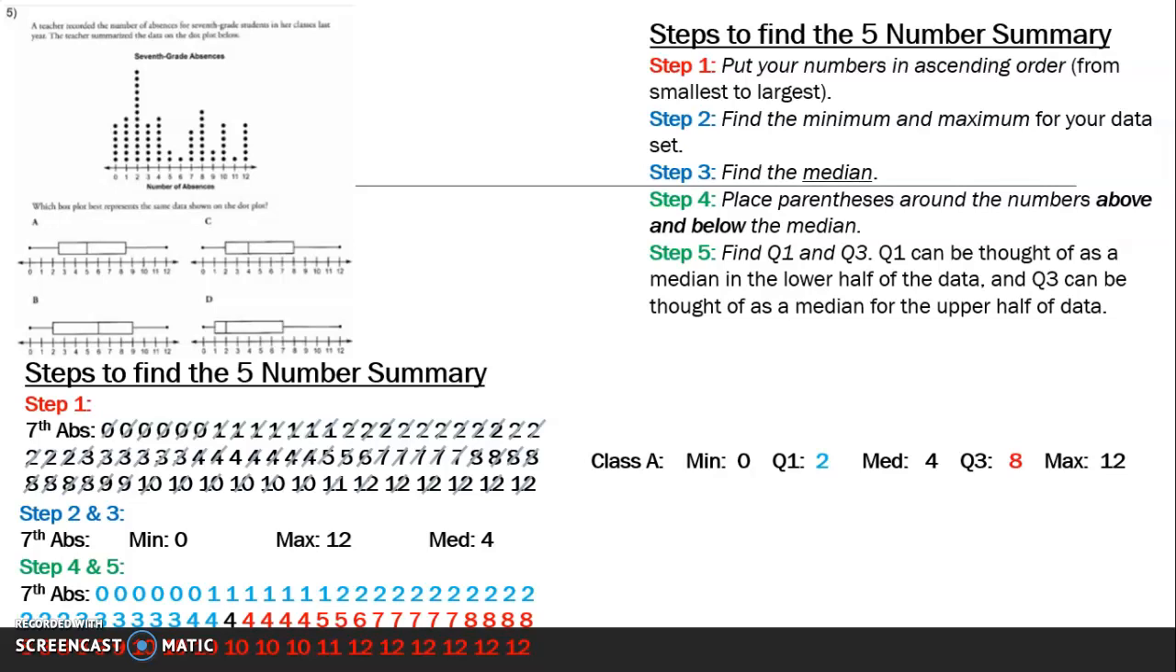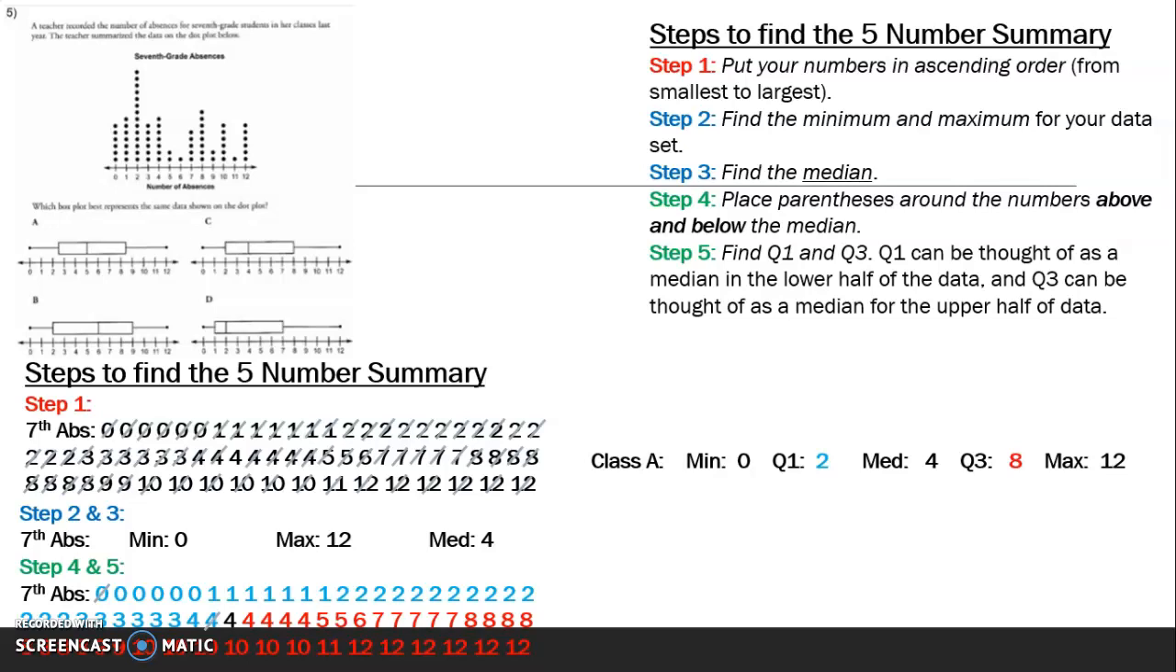Key note: when you have only one value as a median, you do not use it in the separation to find quartiles. So in this case, I'm going to cross them out left and right, but I'm only going to use the numbers that are on the left and right side of my median value.